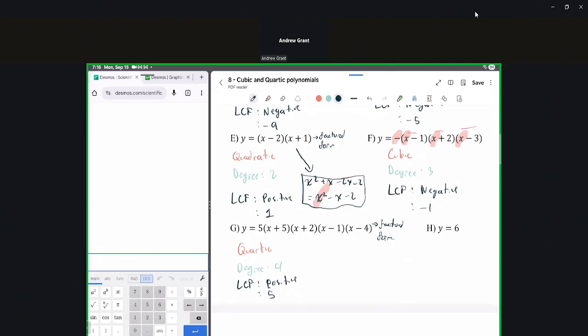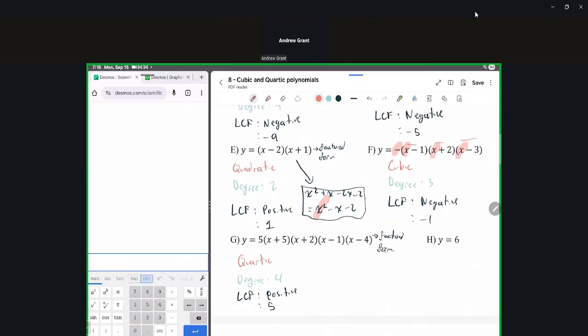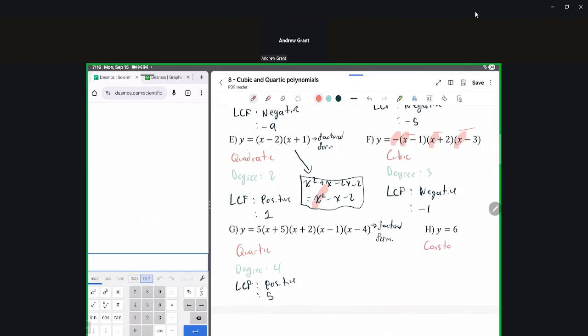Last one, we saw this one from last time. If you have y equals 6, there are no variable terms here. This is actually what we call a constant. The degree on this is 0, but it still has a leading coefficient of a positive value, and specifically it's just 6. If you wanted a quick sketch of what this one looked like as a review, this is a horizontal line that passes through 6. So there it is.